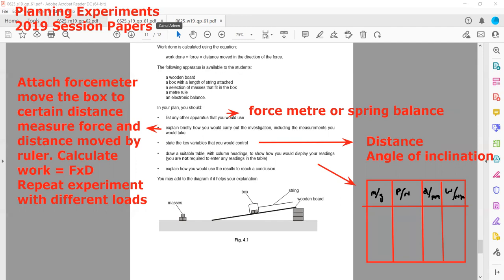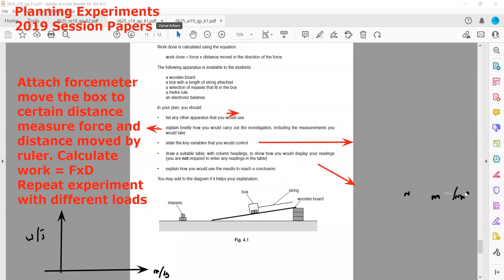So we should plot a graph for mass on x-axis and work done on y-axis, because mass is the independent variable and work done is the dependent variable. So this is how we plan this experiment to investigate how the work done is affected by the load or the mass present in an object.